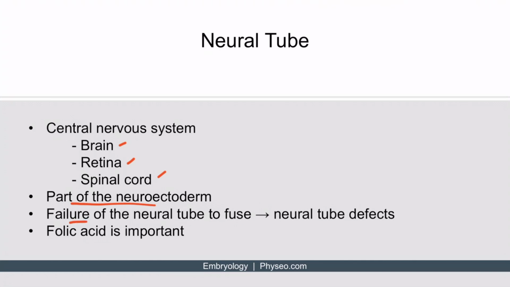Failure of the neural tube to fuse results in neural tube defects, such as spina bifida, meningocele, meningomyelocele, and anencephaly. Folic acid is important in the proper development and closure of the neural tube, and many of these malformations are a direct result of folic acid deficiency.